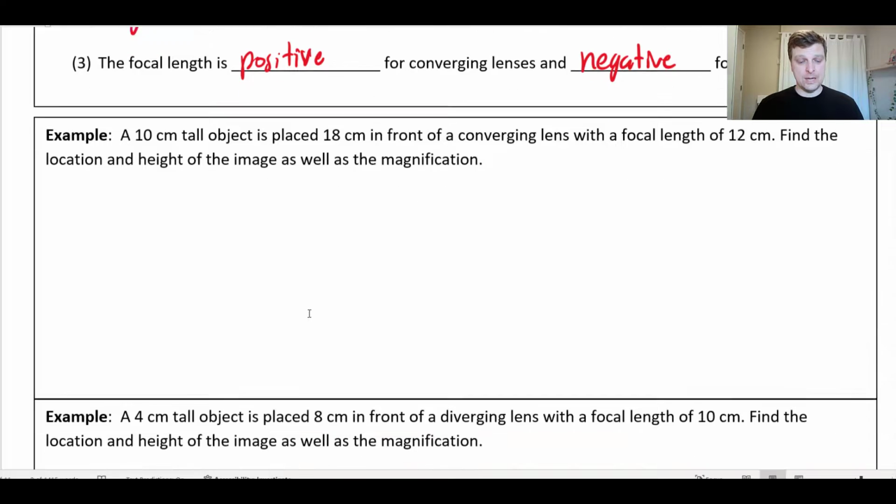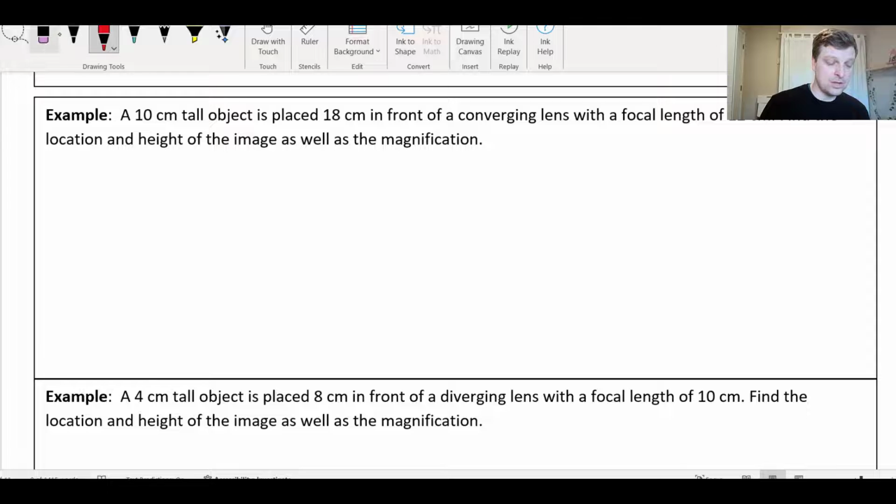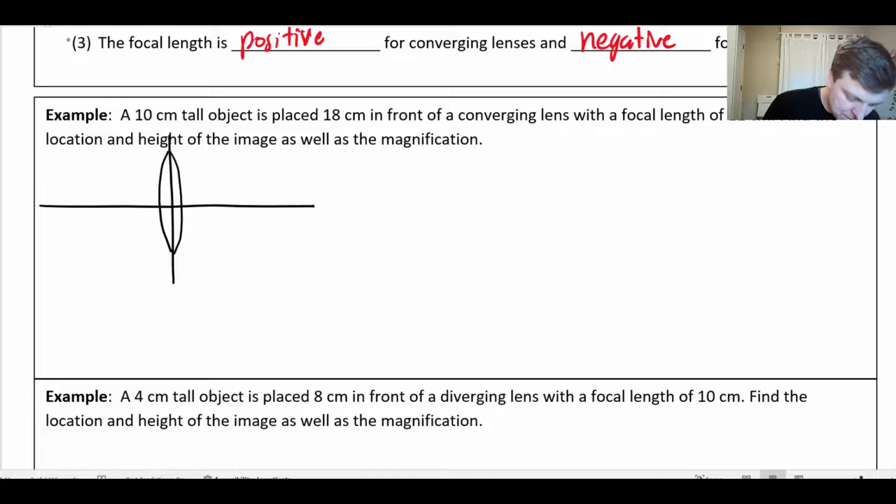Okay, so we're going to do two examples here. And for each of them, I think it's really useful to just sketch out a picture. It doesn't have to be perfect by any stretch. It doesn't have to be to scale. But at least if you have a rough sketch, then you know if you're anywhere close to a realistic answer. So I'm going to draw my principal axis. And I've got a 10 centimeter tall object placed 18 centimeters in front of a converging lens with a focal length of 12 centimeters. So I've got a converging lens. Now the focal length is 12 centimeters. So again, I'm not going to measure this out perfectly, but I'll say 12 centimeters is approximately there, and then make that the same distance on the back side.